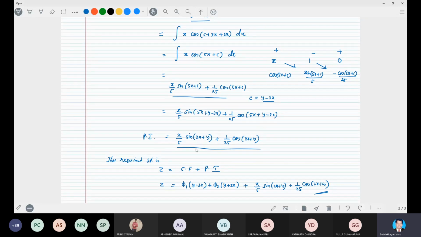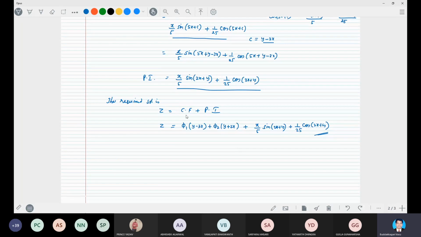Once you obtain the particular integral, the solution is z equals complementary function plus particular integral. We have added both the components that we obtained in the previous stages. This is the required solution.